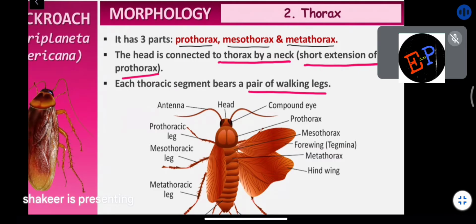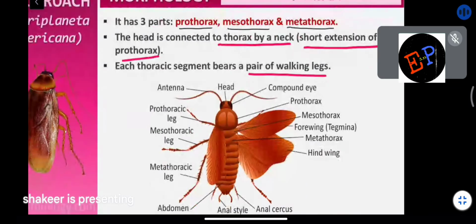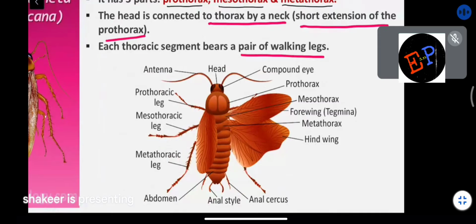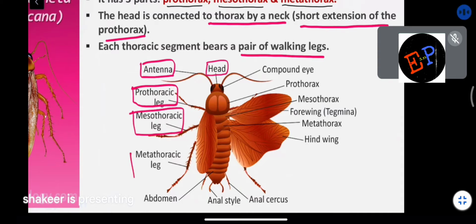So to the prothorax, 2 legs are attached. To the mesothorax, 2 legs are attached. And to the metathorax also, 2 legs are attached. So in total it will have 6 legs. Clear? In the figure you can find here the head region of this cockroach. These are the antennae, and this is the prothorax leg, the leg attached to the prothorax region. In the mesothorax region you can find one leg, and in the metathorax region also one leg. Similarly on the other side you will find another 3 legs.